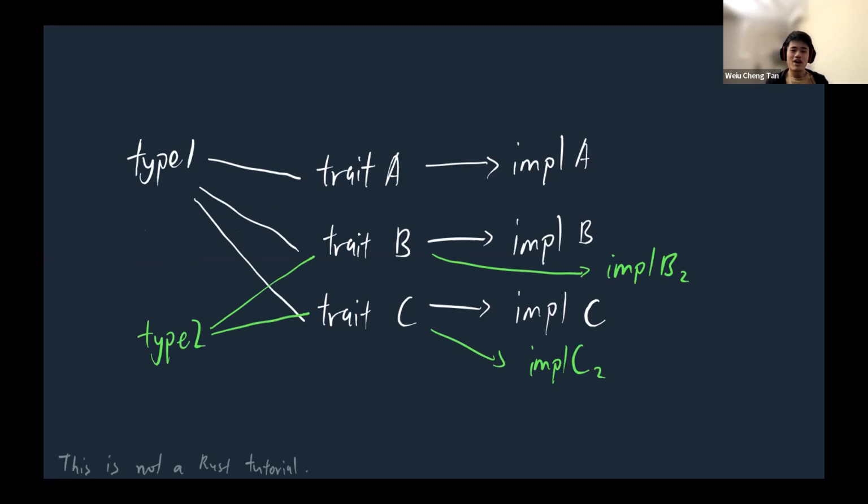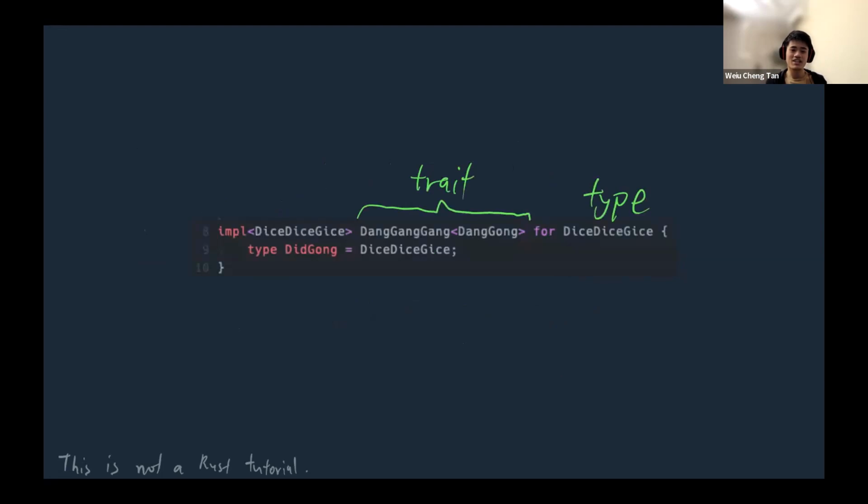So now that you have a brief overview of how these things relate together, we can start to read the code and try to figure out what it means, try to figure out the syntax at least. So looking at this block, you can read it as an implementation of a trait for a type. So quite easy, right?